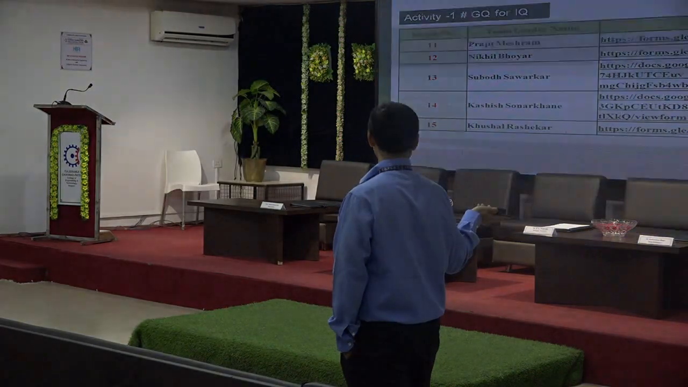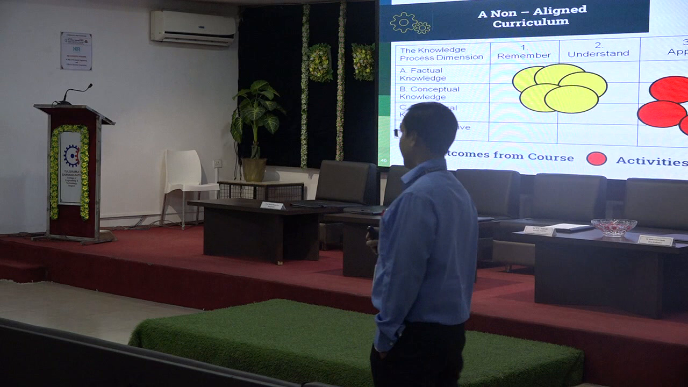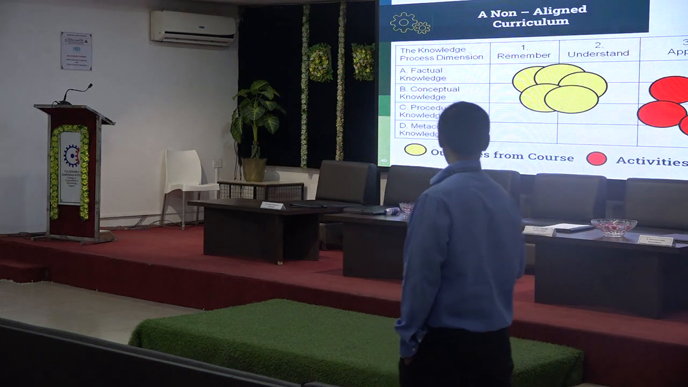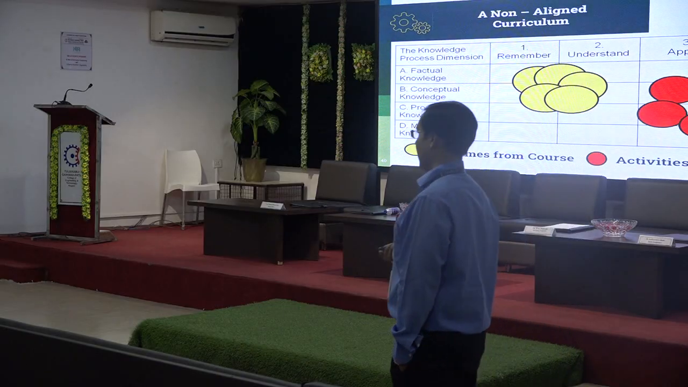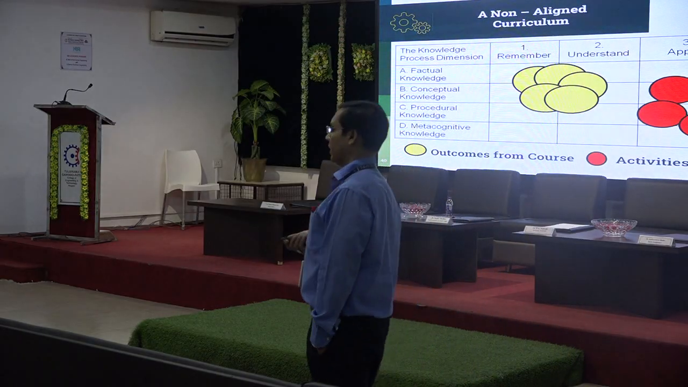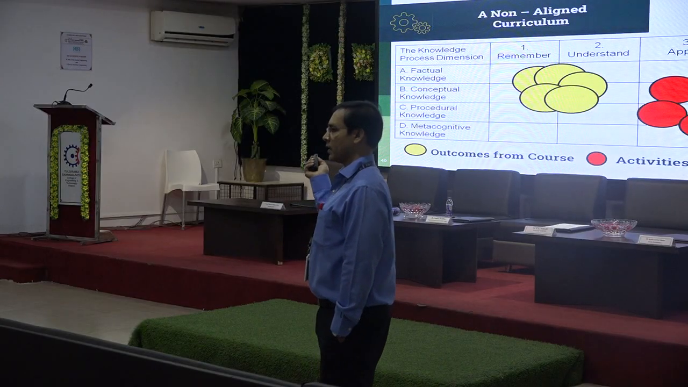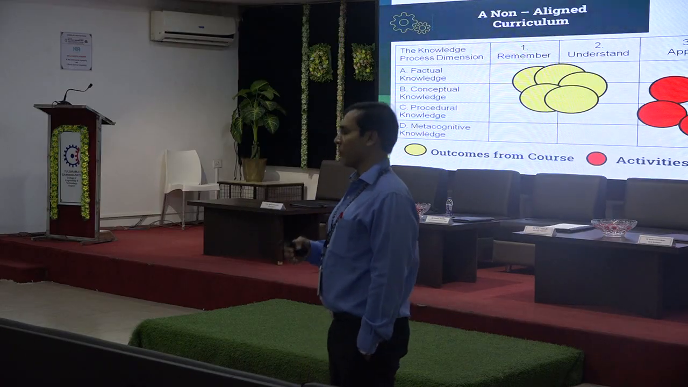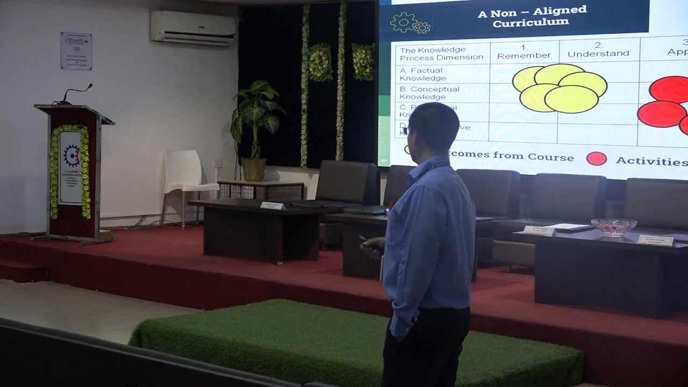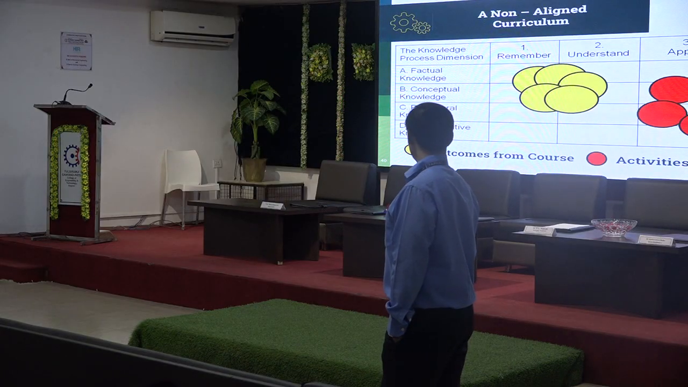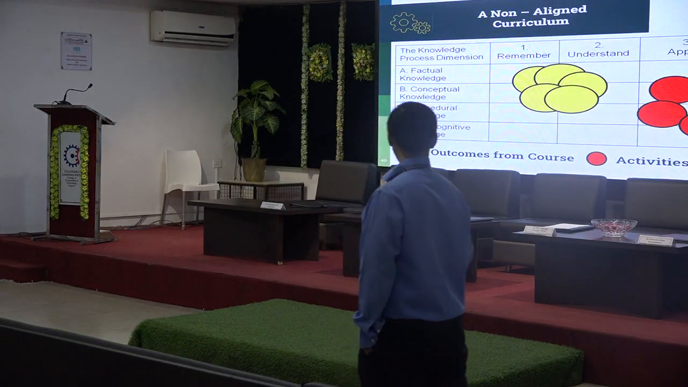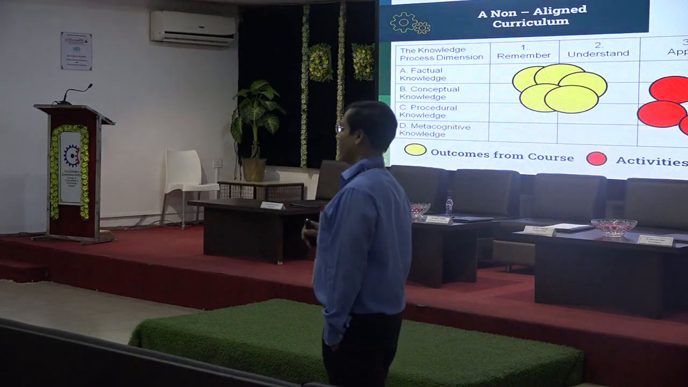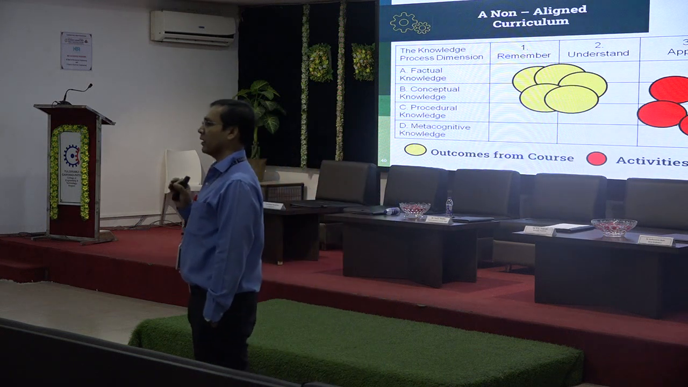Go back to the cycle. Yes. So yellow color is outcomes from the course, red is the activities, and blue is the assessment. So this is a non-aligned curriculum. As you can see, the name of this slide is non-aligned curriculum. It means we have framed the curriculum, we have said everything, but we have not done the alignment. Why? See, your course outcomes are here in remember and understand level. You are doing your activities in the apply and analyze level, and you are doing your assessment in the evaluate and create level. So this is a non-aligned curriculum.